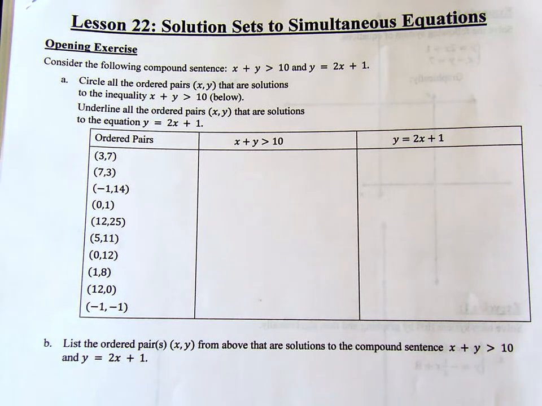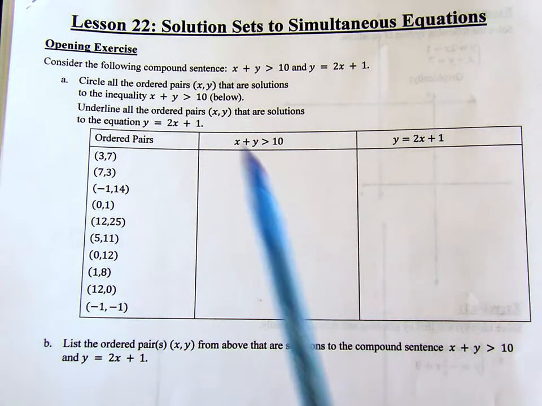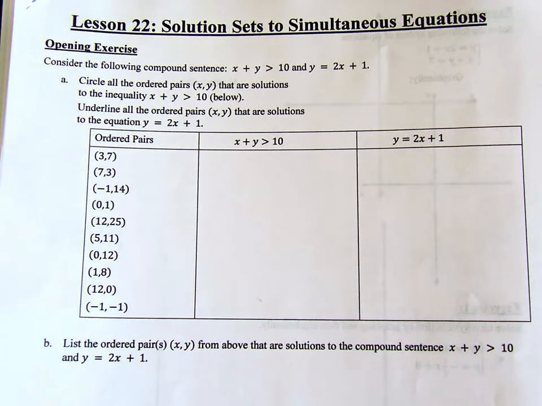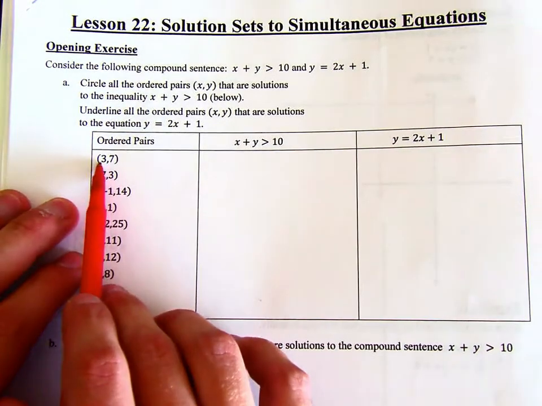Then they want us to underline all the ordered pairs x, y that are also solutions to the equation y is equal to 2x plus 1. So now let's deal with the first one. We're going to circle all of the ordered pairs x, y that are solutions to x plus y is greater than 10. Let's start with the first one, 3, 7.